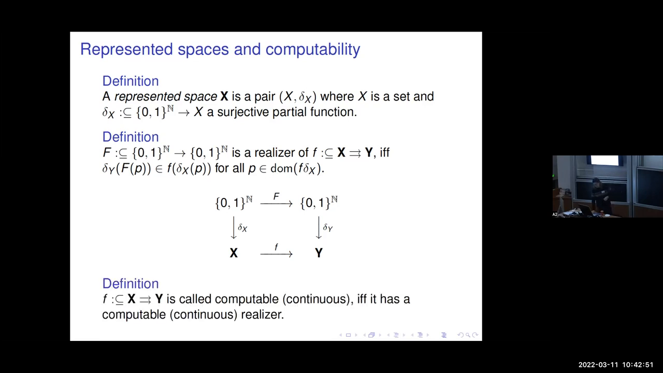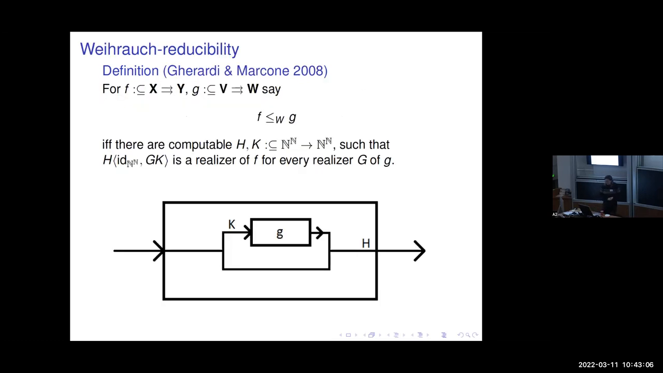It would be computable for maps on represented spaces just means having a computable realizer, and we could extend that to whatever nice class of functions on Cantor space we may have.